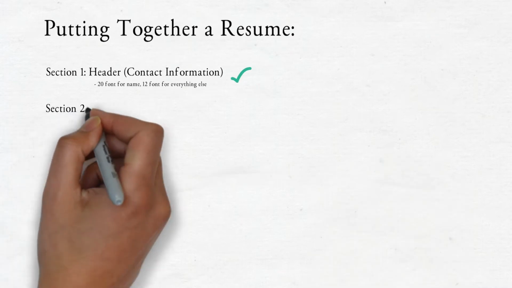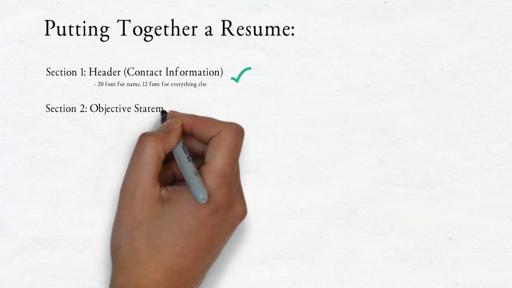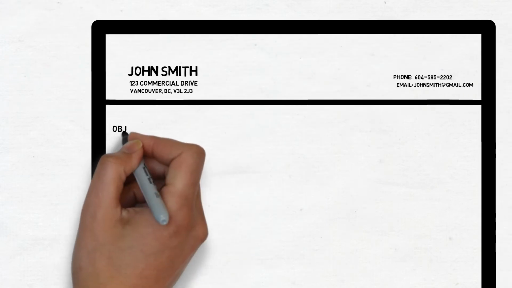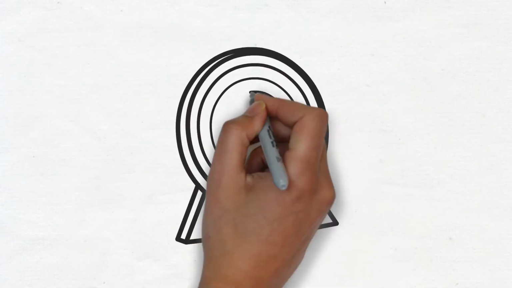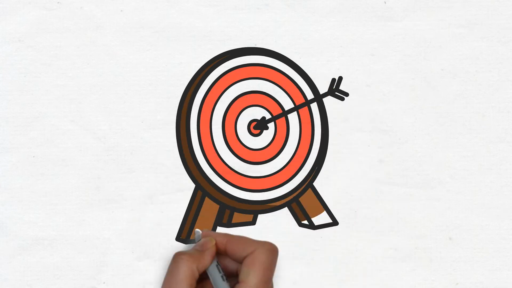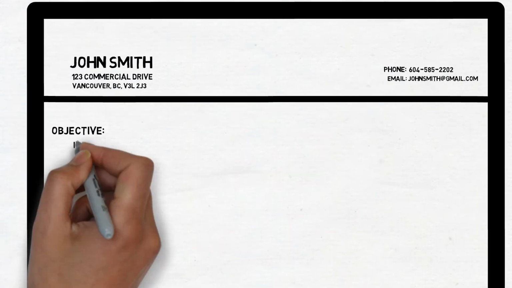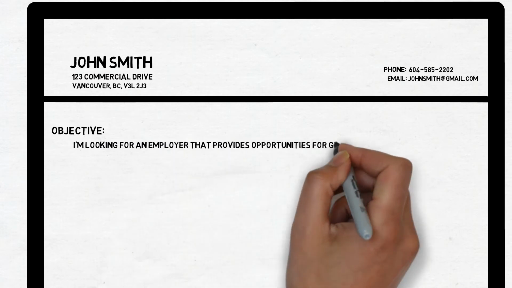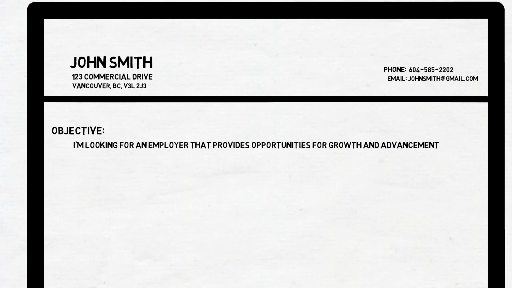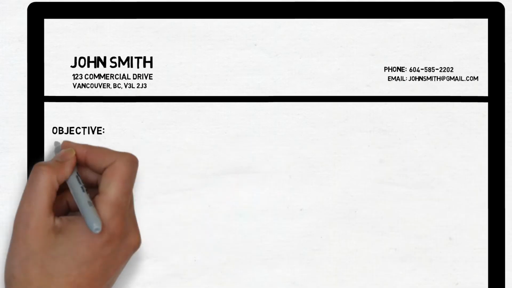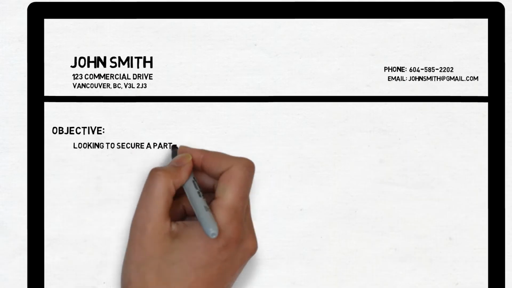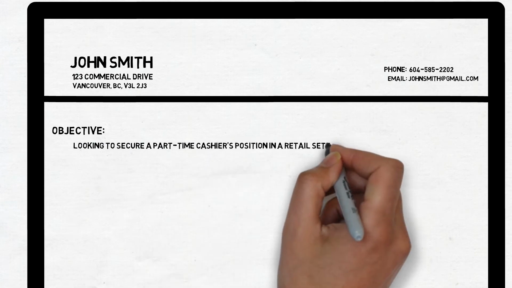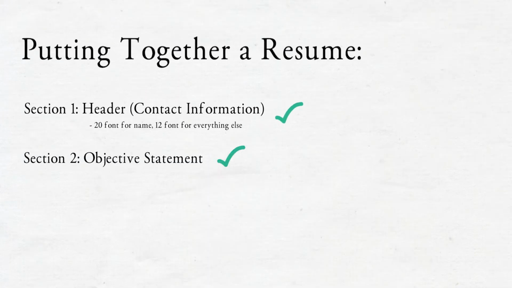Let's look at the objective statement. Following your personal information, go down 2 lines and write the word objective and then put in a colon. An objective is basically saying to a potential employer what you're looking for and what your goal is. It's important to tailor the objective statement to the position that you're applying for. For example, I'm looking for an employer that provides opportunities for growth and advancement, or if you want to keep it simple, you could put that you're looking to secure a part-time cashier's position in a retail setting.